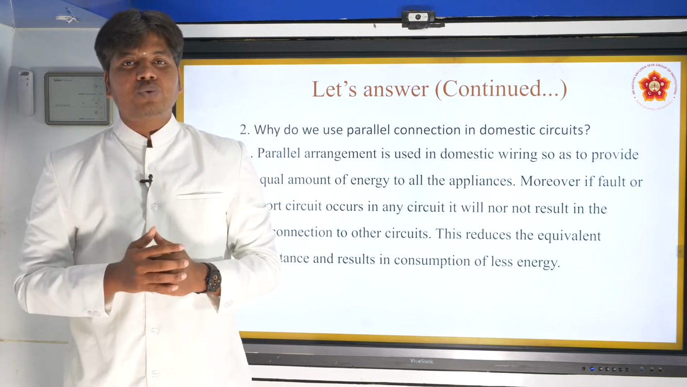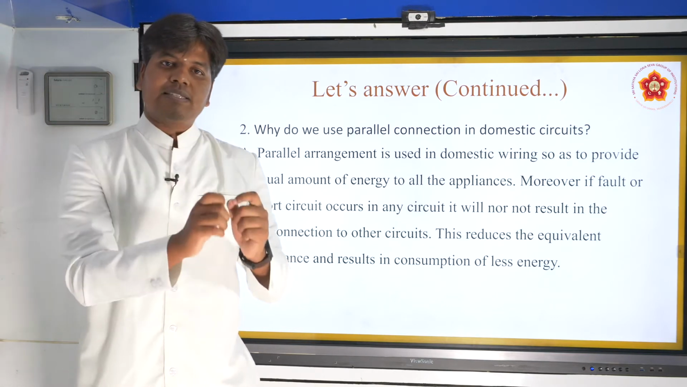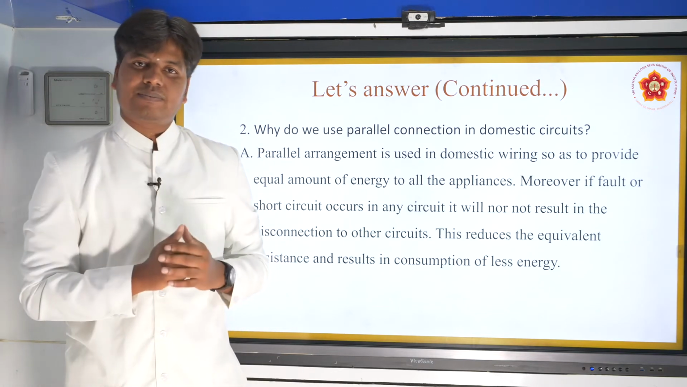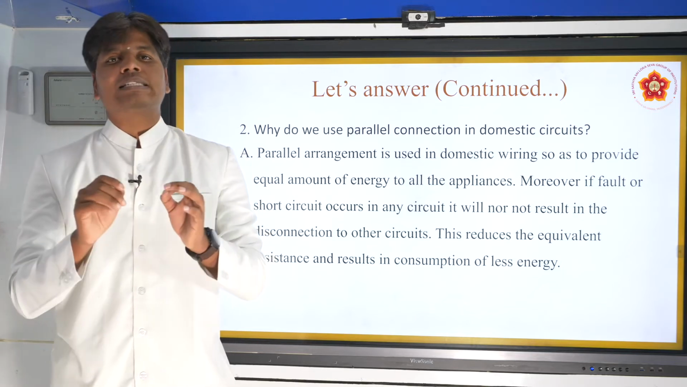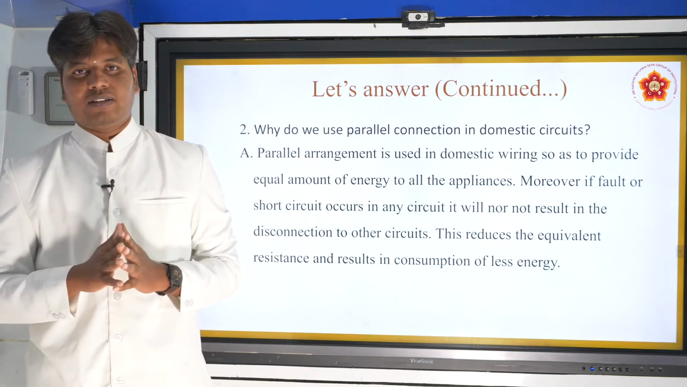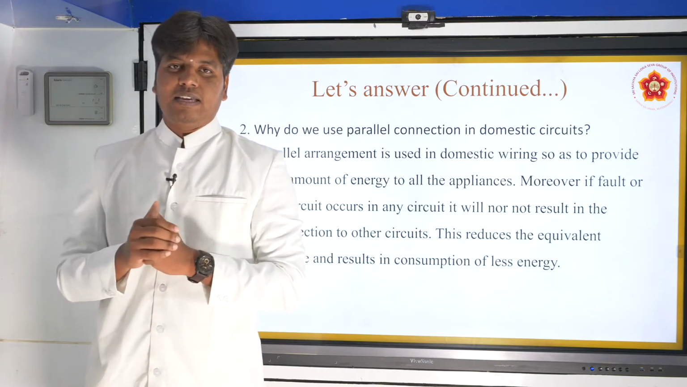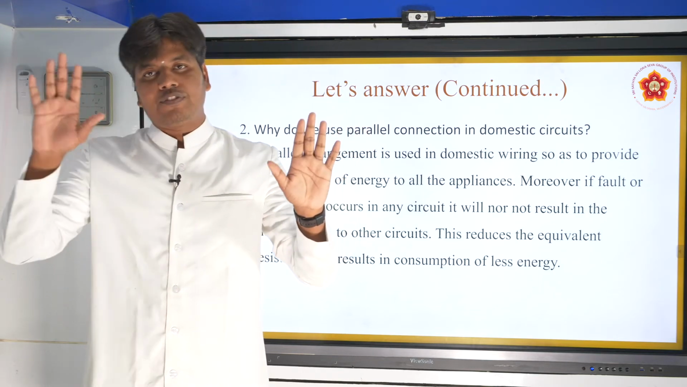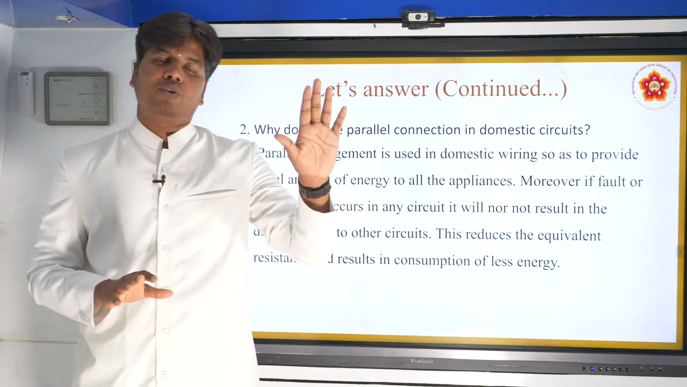Right? So we do not want that. We want to give every appliance an equal amount of potential, an equal amount of voltage. So we need to establish a parallel connection. Thus, every connection is independent. If you want the cooler, you can switch on the cooler and switch off the fan. If you want the bulb, you can switch on the bulb and switch off the cooler.